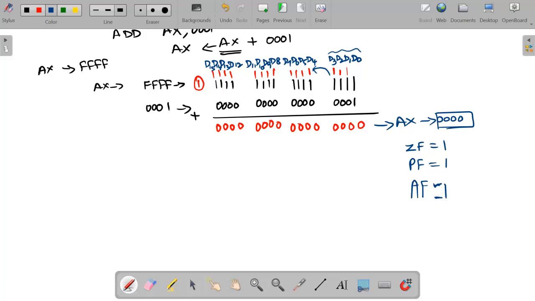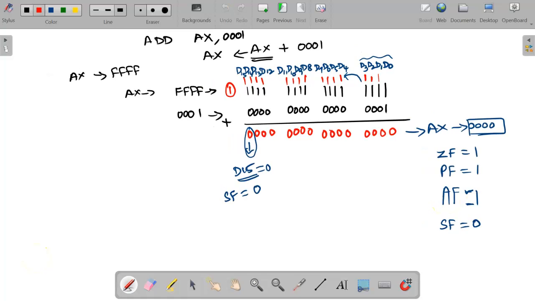And then when you see the MSB of the result, what is the MSB? The D15th bit. So for the sign flag, we have to see the D15th bit, that is the MSB. If the D15th bit is 0, the sign flag is 0. Whenever this bit is 1, the sign flag is 1. So here the D15th bit, that is the most significant bit, is equal to 0. So the sign flag is 0.